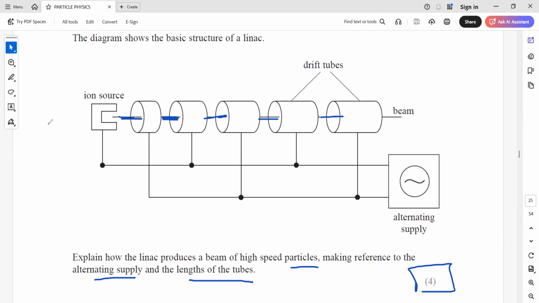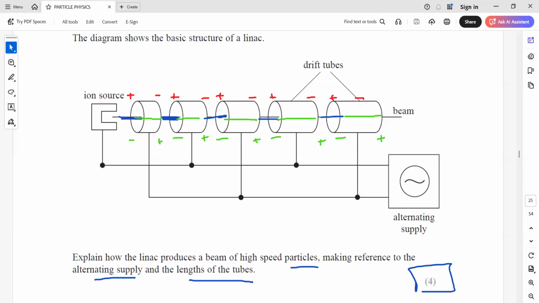And when the particle enters inside the tube, the terminals change. Like if this was positive, negative, positive, negative, and so on. When the particle is in the gap between the tubes, the particle will accelerate. But the moment the particle enters the tube, the terminals change, so this will be negative, positive, negative, positive. And the particle will not accelerate within the tube, as there is no electric field within the tube.